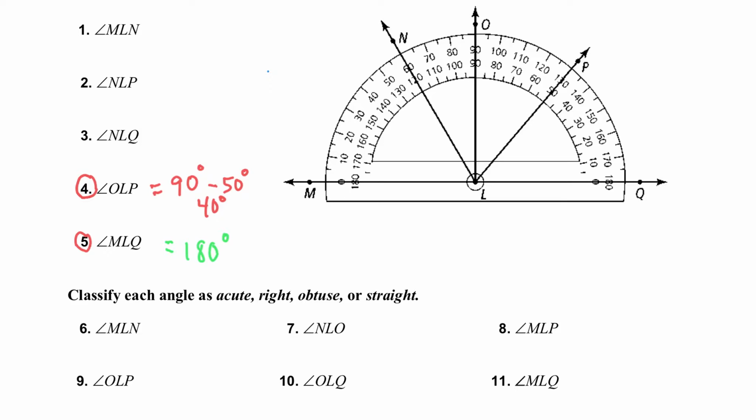We're still using the protractor, and I'm going to start with number 10 since we're doing selective problems. It's asking, classify each angle as acute, which means it's less than 90 degrees, right, which means it's a 90-degree angle, or obtuse, which is greater than 90, or straight, which in our last example was 180 degrees. So I'm going to classify OLQ.